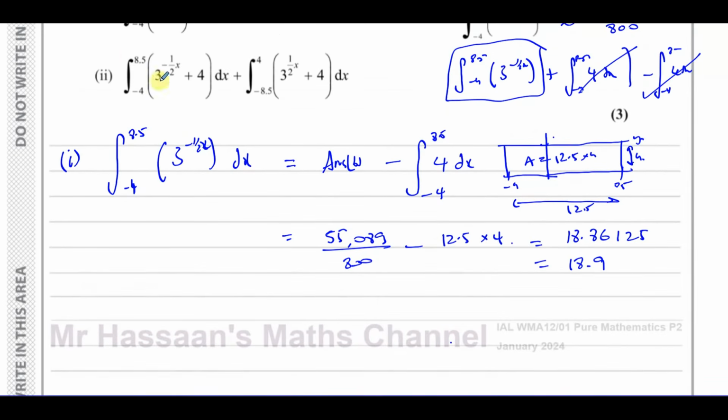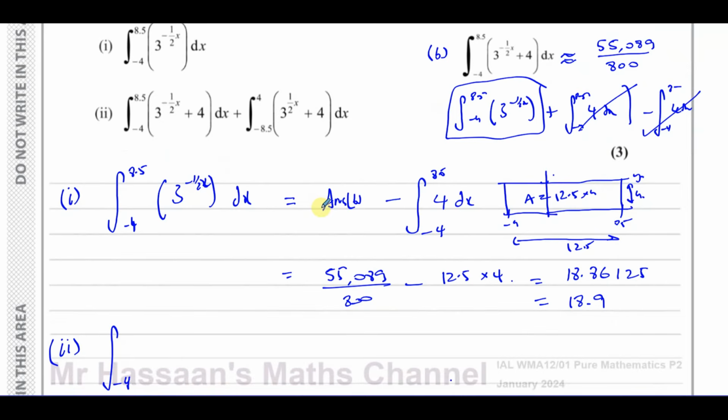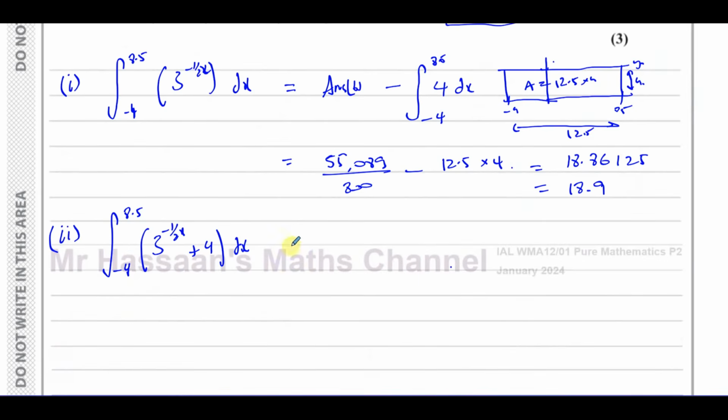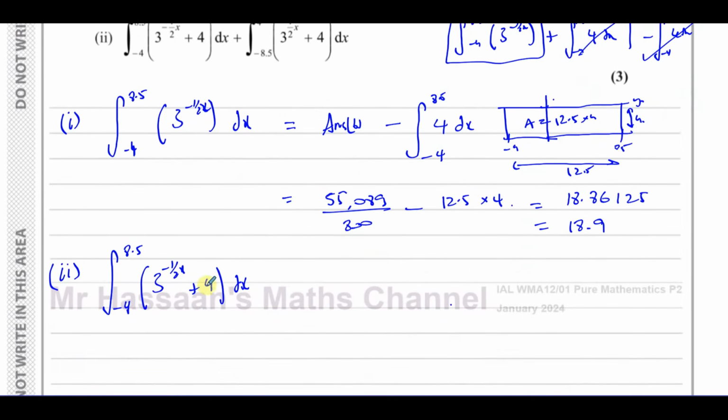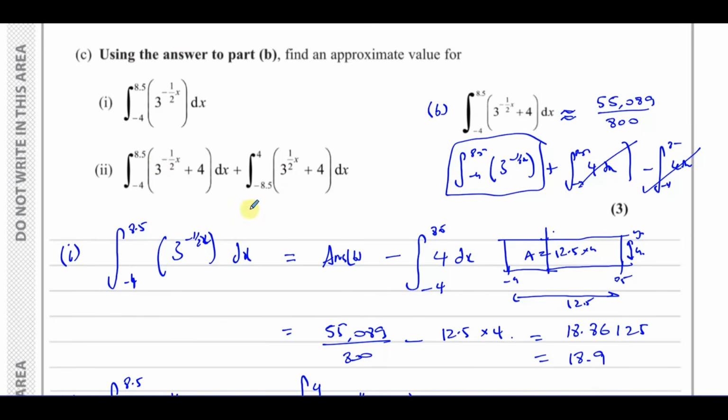Okay, and for part 2, we got to find the integral of this, which is exactly the same as what we found. Okay, but then add to it this other integral. Now, we'll notice something with the transformations that we made about this other question. So I have 3 to the power of minus a half x plus 4 with respect to x. Now I know the value of this, but we got to do this plus the integral, and it's like the limits have been swapped around, from 4 to negative 8.5 of 3 to the power of a half x plus 4 with respect to x. So it's the same thing as this, except with a minus sign, with the plus sign.